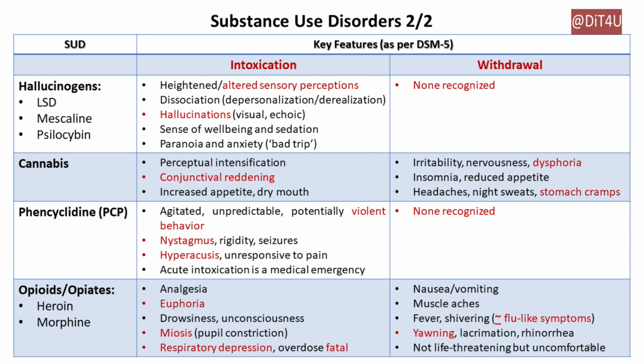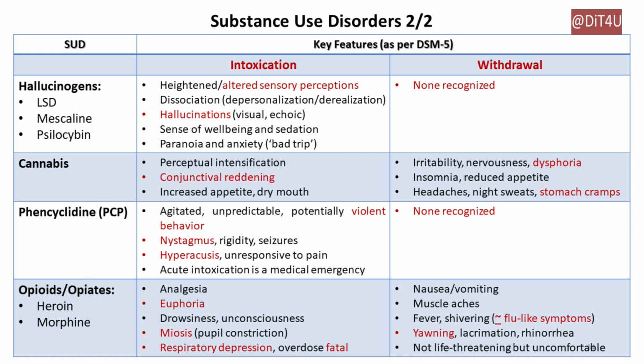Sense of well-being and sedation is there upon taking the substance. Paranoia and anxiety, which are part of what is known as bad trip. Some people may feel bad after taking the substance. There are no withdrawal features for hallucinogens. Cannabis, perceptual intensification, once again, sounds may appear much louder, for example.